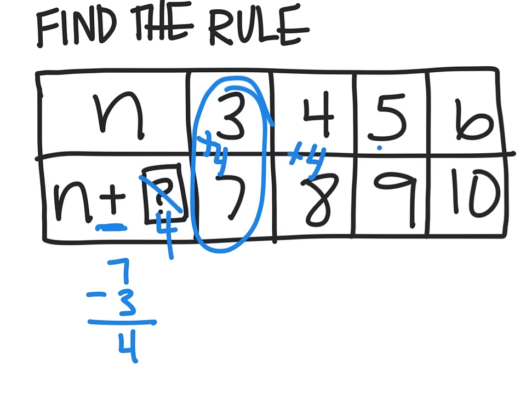4 plus 4 is 8. 5 plus 4 is 9. And 6 plus 4 is 10. So I'm going back and I'm checking my work. So the rule here is whatever n is, whatever's in the top row, the bottom row is n plus 4, whatever number I have up top plus 4.